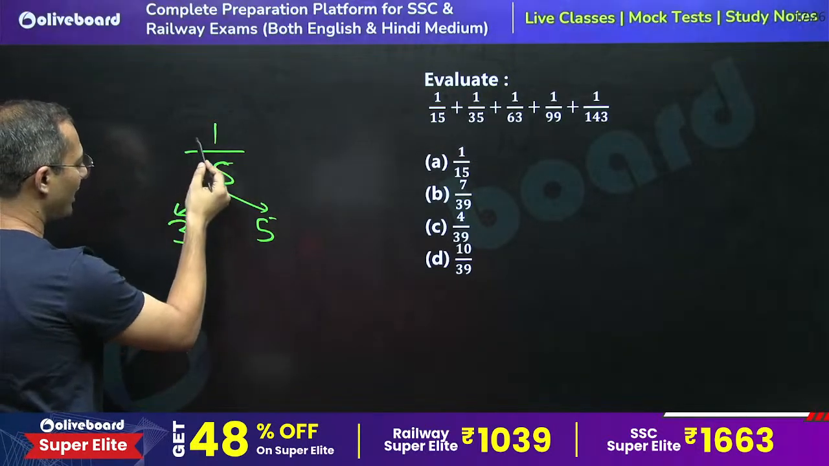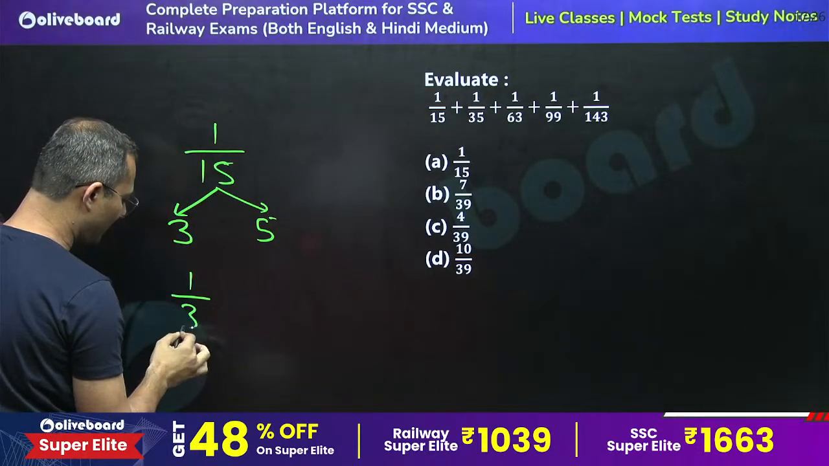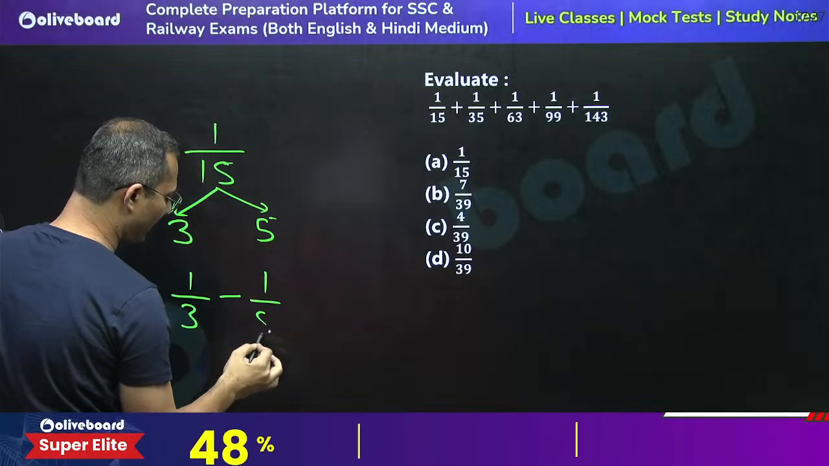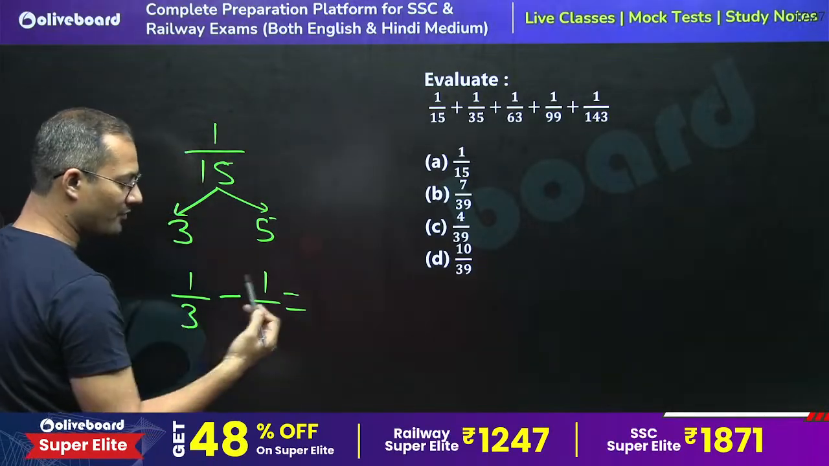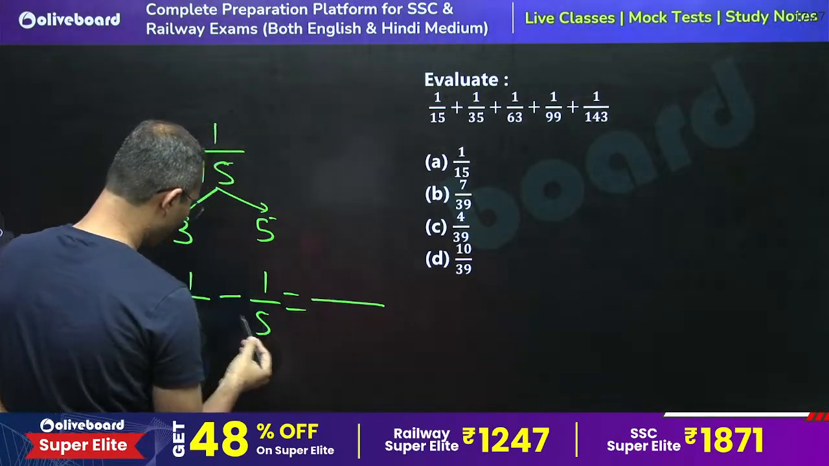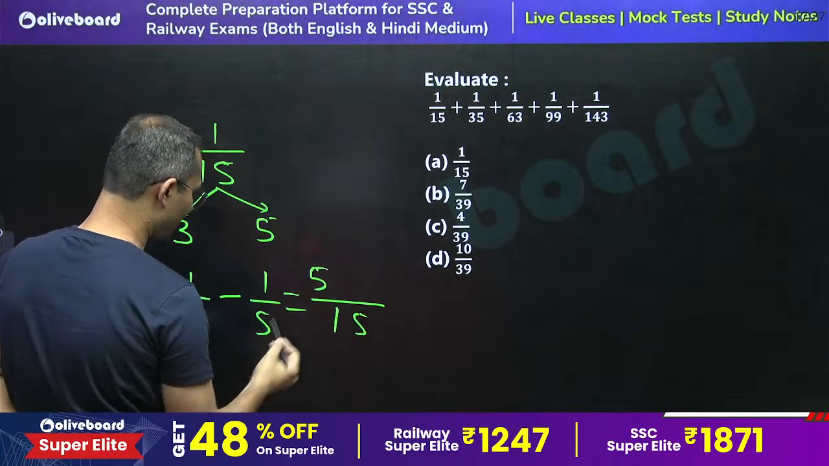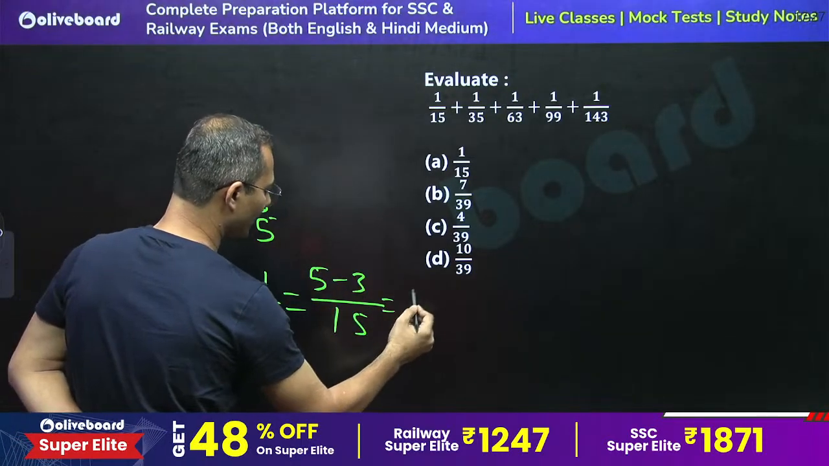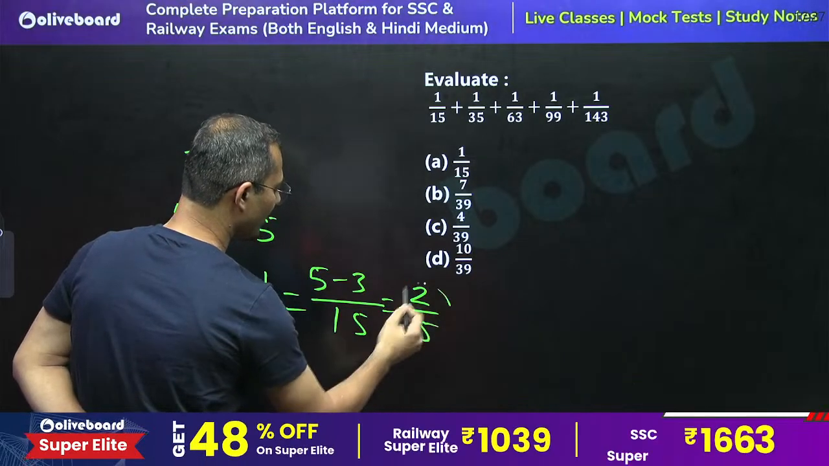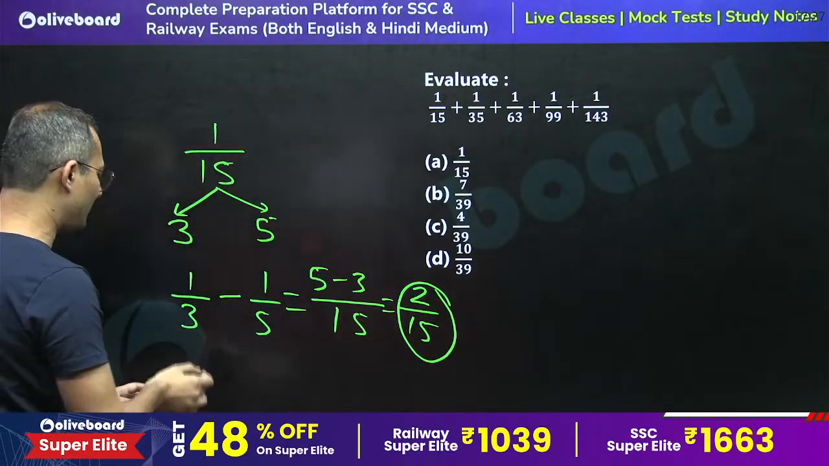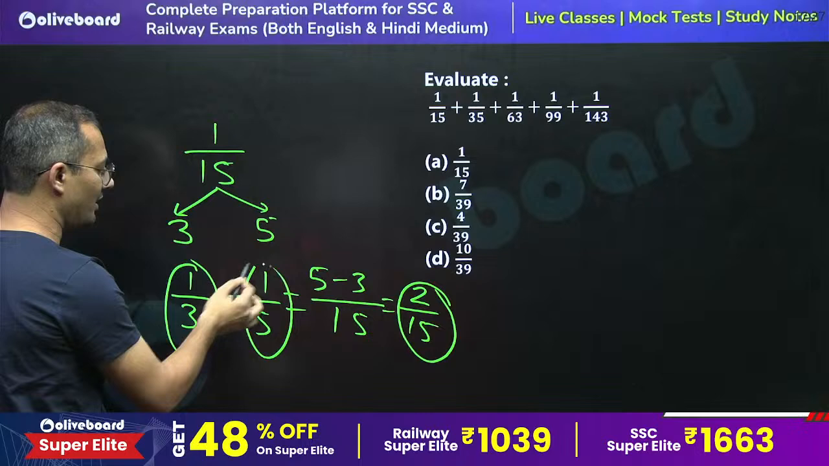See, if I split in two parts, 1 by 3 minus 1 by 5, what will we get? The LCM of 5 and 3 is 15, so here I will get 5 and here I will get 3. So we can say that 2 by 15 can be split in two parts, 1 by 3 minus 1 by 5.